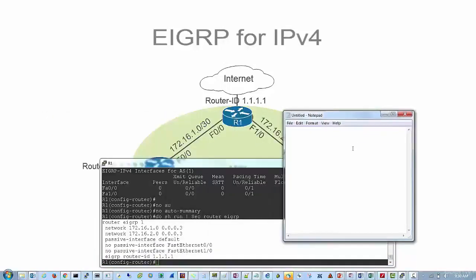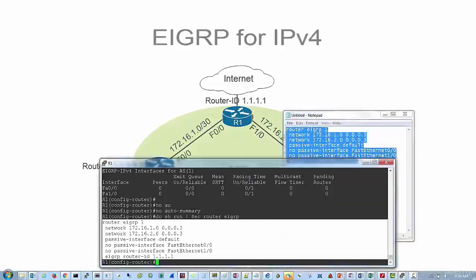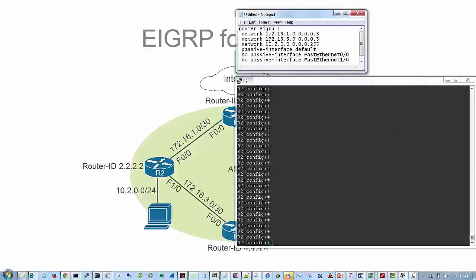Since you have the idea of how to configure it, I'm going to cheat a little bit, and when we configure the other routers, I'm going to just modify R1's configuration in Notepad here. Alright, so the configuration is pretty much the same, except we have this additional network statement to advertise the LAN network 10.2.0.0. That's a /24 network, so it ends up being a different wildcard mask. And then no auto-summary.